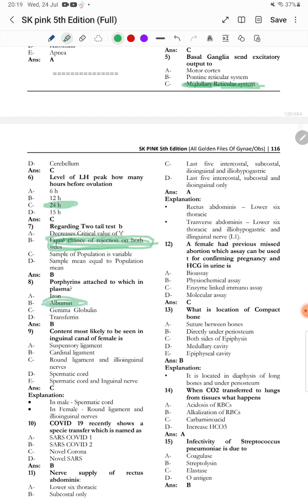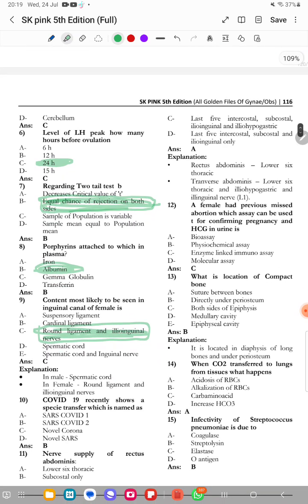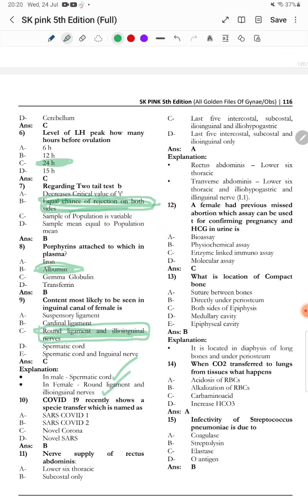Content most likely to be seen in inguinal canal of a female is round ligament and ilioinguinal nerves. In males, it is spermatic cord, while in females, round ligament and ilioinguinal nerves. COVID-19 recently shows a specific transfer which is named as SARS-CoV-2.